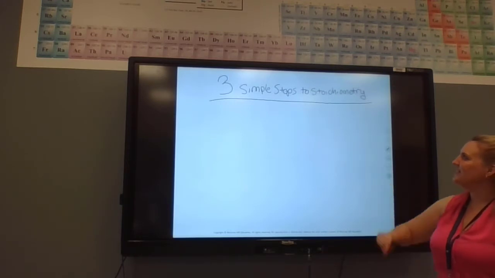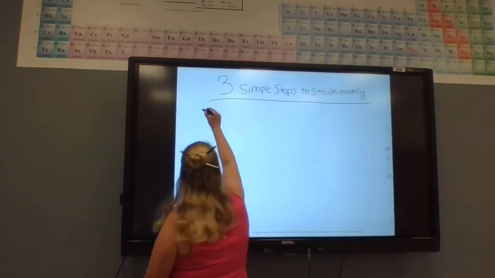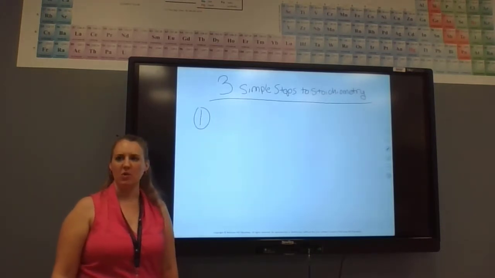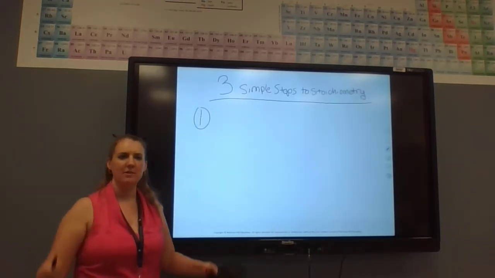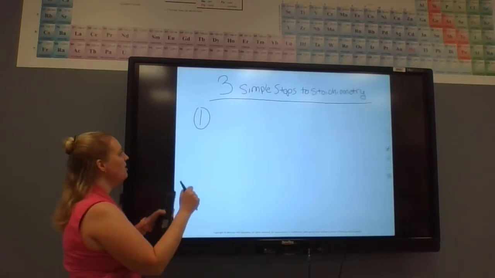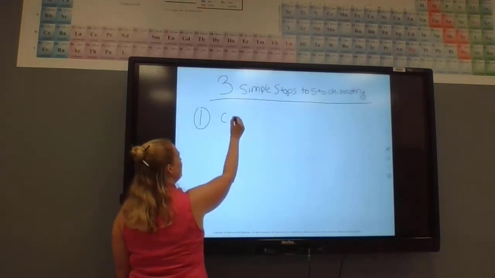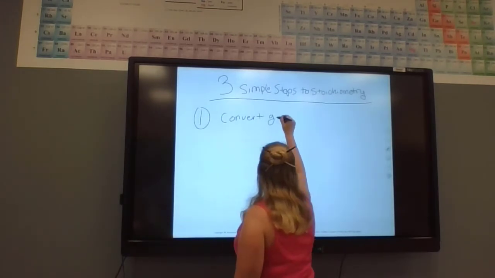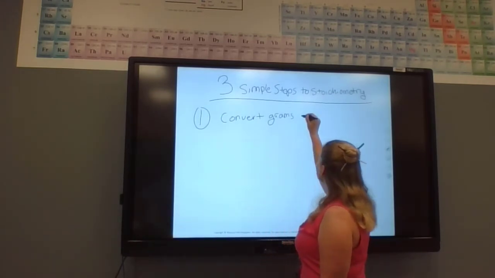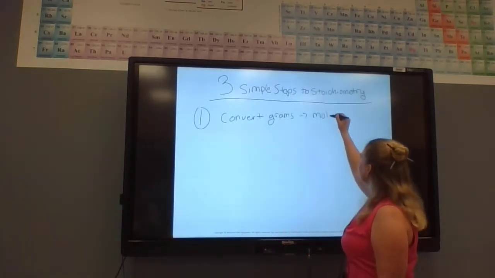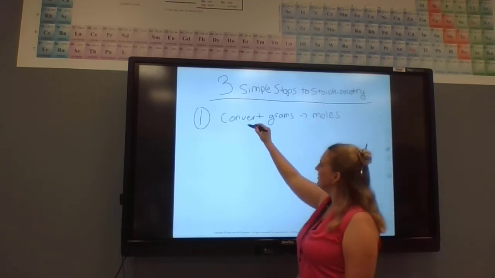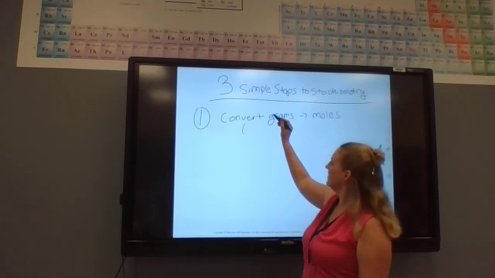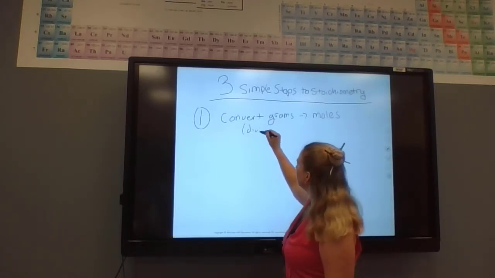Okay, so 3 simple steps. Step number 1. We have grams. What do we want? Moles. So step 1, convert grams to moles. And how do we do that? Good. Divide by molar mass.